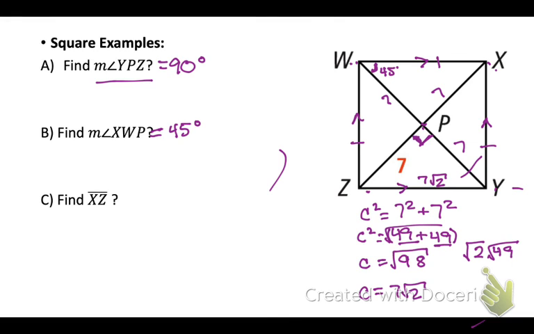XZ. 14. XZ is 14 because it is 2 times 7. Yes? I have a question. How did you do that? Because XZ is... never mind, I got it. Wouldn't there be a degree sign after 14? No, 14 is a length, not a degree.